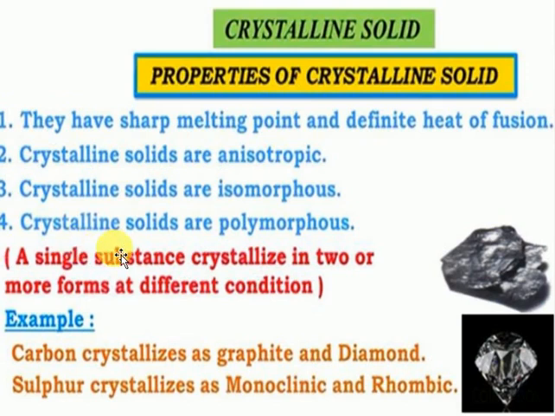And more points about crystalline solids: remember, crystalline solids are polymorphous. What is polymorphous is very important: a single substance crystallizes in two or more forms. Single type of atoms are there, but different structures are possible at different temperatures. You can see very clearly diamond and graphite; both are crystalline solids. But graphite is soft, while diamond is strong. Diamond has a lustrous nature, graphite does not. Both differ because of different arrangement only. So crystalline solids are polymorphous, and different forms will be available.